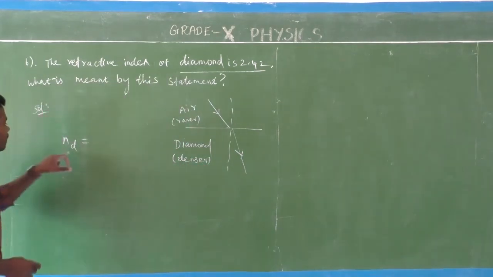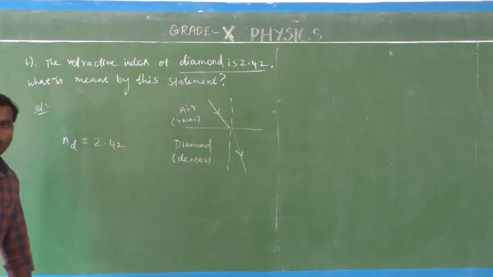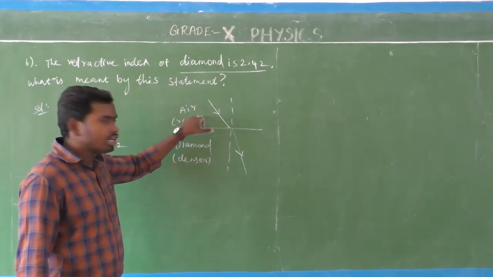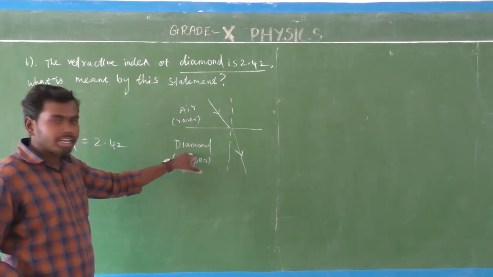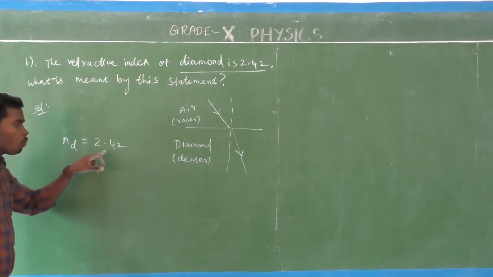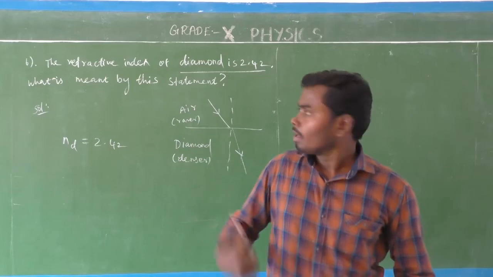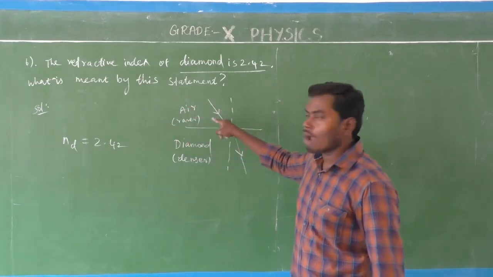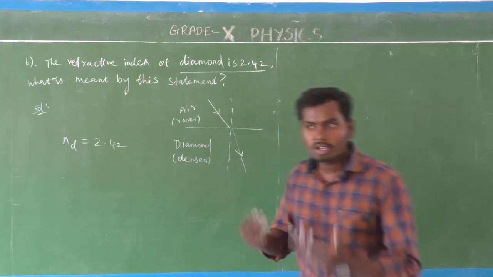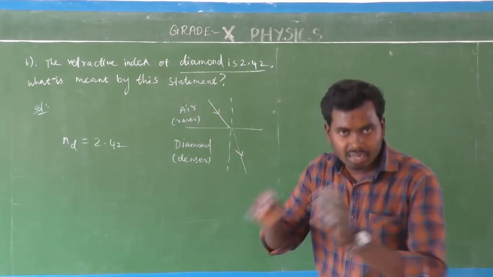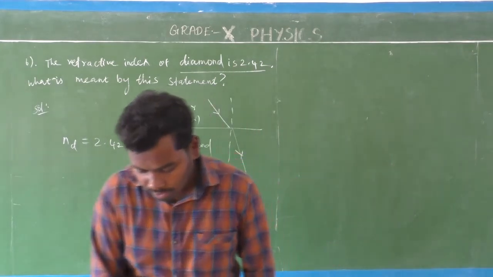Yes. So the refractive index of diamond with respect to air is equal to 2.42. So when light goes from air or vacuum into diamond, speed decreases because this is a denser medium. How many times? 2.42 times the speed decreases. That is the meaning. So when light goes from vacuum or air into diamond, the speed decreases 2.42 times, isn't it? Yes. This is one type of question. This is a very, very important question.